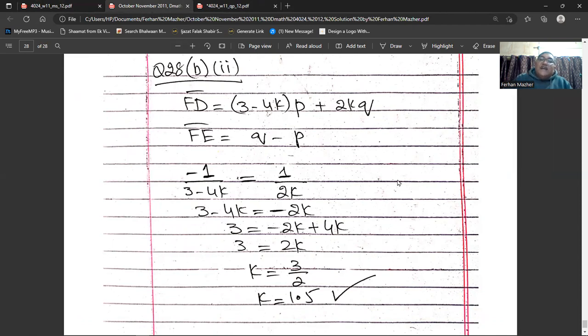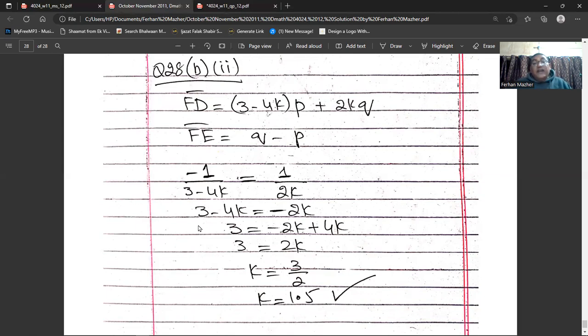So when the two vectors are parallel to each other, the ratio of their coefficients of P and the coefficients of Q will be the same. So 3 minus 4K divided by minus 1, and 2K divided by 1. The ratio of the coefficient of the Q here and here, and the ratio of the coefficient of the P here and here, should be the same. So here minus 1 and here it is 3 minus 4K. These are coefficients of P, that will be equal to, here we have 1, here you have 2K.